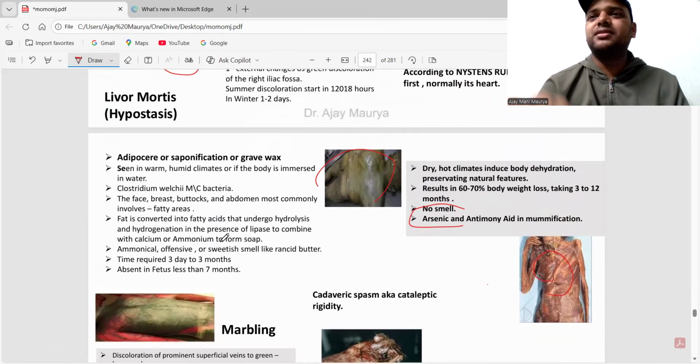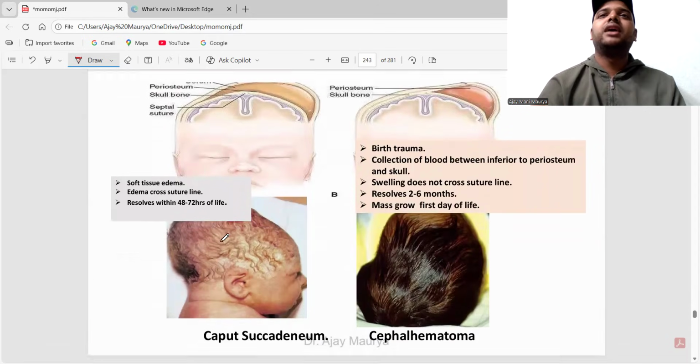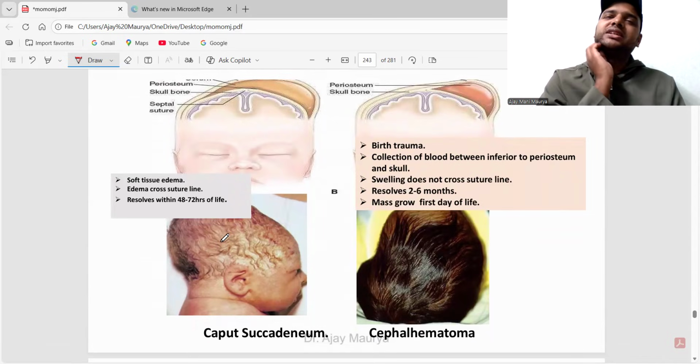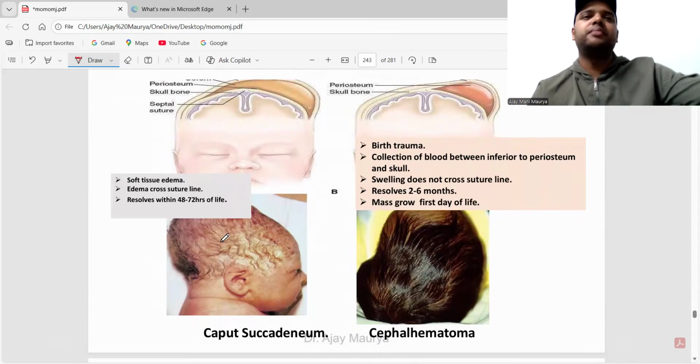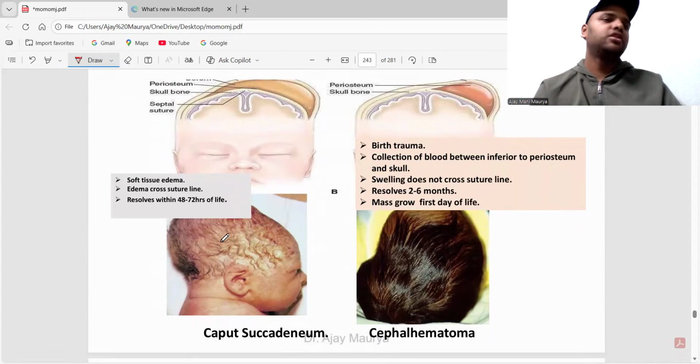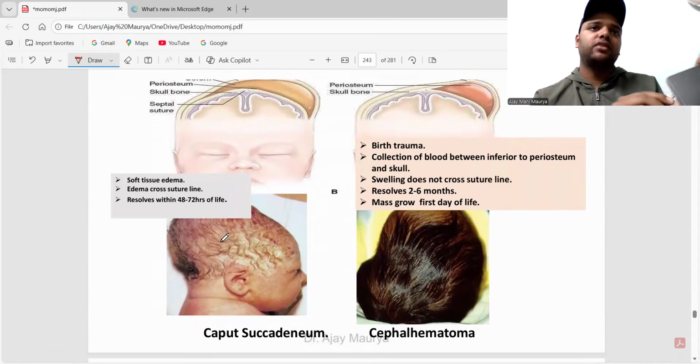Just remember the images. That's it. Next one, they're going to give this image, which is the caput succedaneum and the cephalhematoma. Okay, I think you will easily get this question. But remember, they are going to ask you which one crosses the suture line? Which one crosses the suture line?